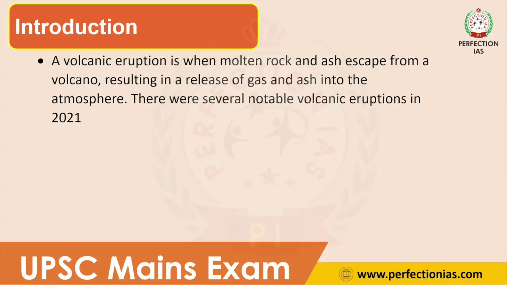Volcanic eruption is when molten rock and ashes escape from a volcano. This results in the release of gas and ashes into the atmosphere. So first we discussed what a volcanic eruption is, then the context of the question: there were several notable volcanic eruptions in 2021. This should be the introduction of your answer.